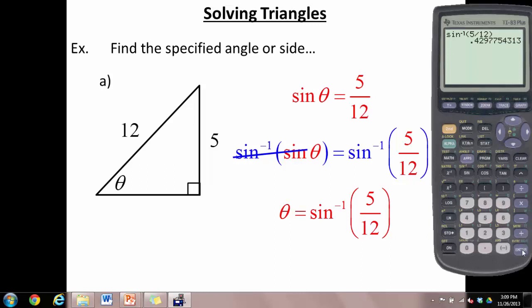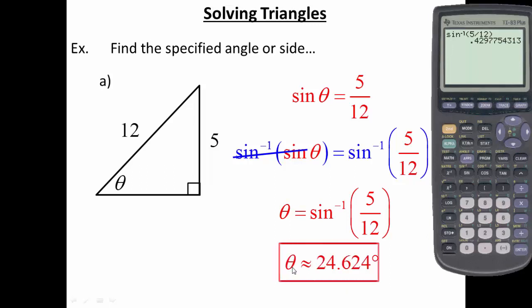But this answer is actually incorrect. The correct answer is 24.624 degrees. There's one more thing we need to talk about, and that's how we measure angles. The answer here, 24.624, is in degrees. The unit is degrees. But by default, mathematicians don't think in degrees. We think in something called a radian. We're going to talk about radians versus degrees in the next lesson.